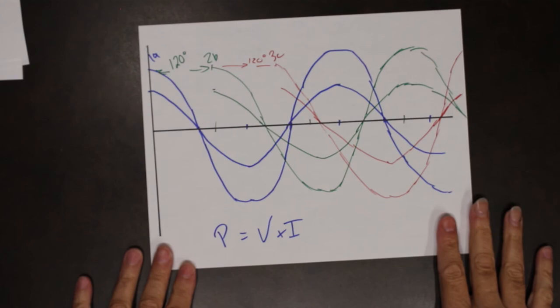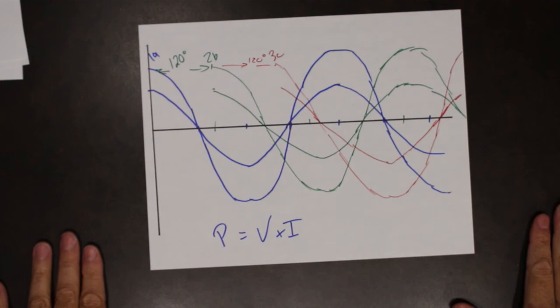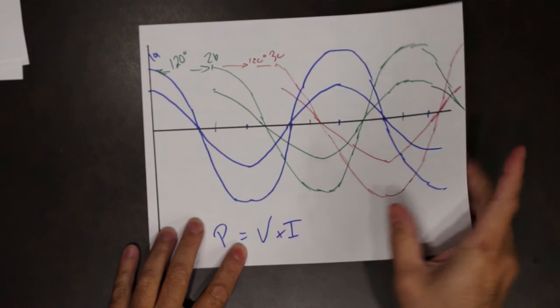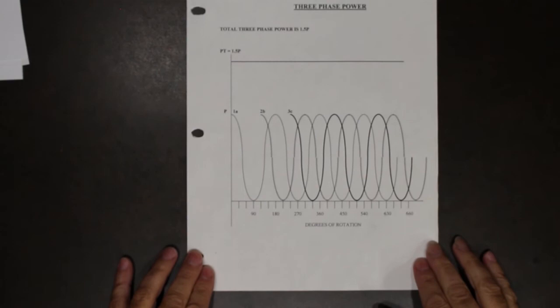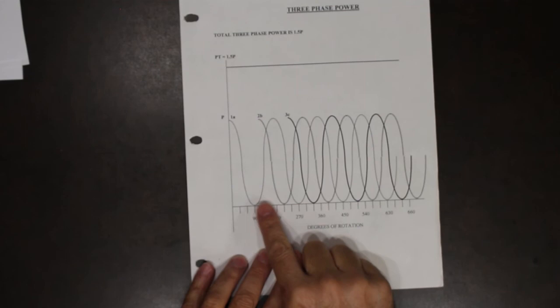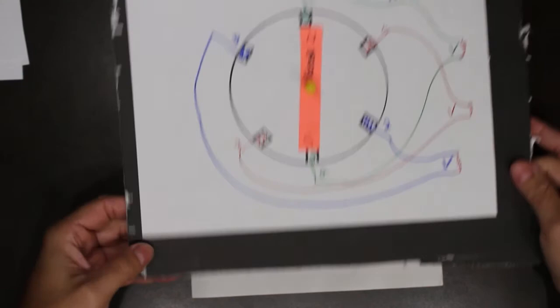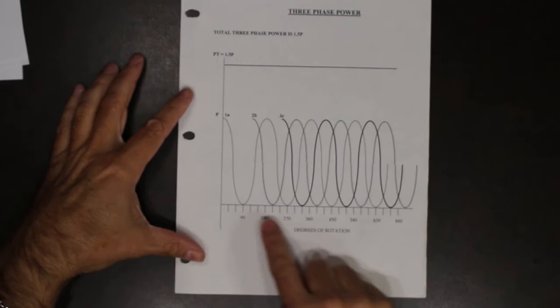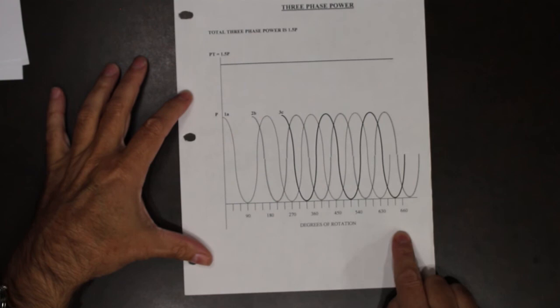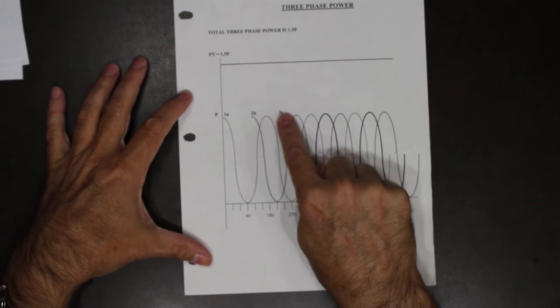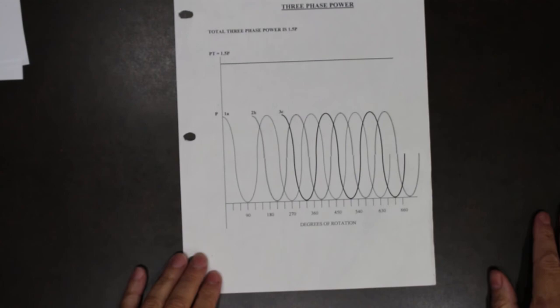So rather than me try and draw it on this mess, I have already created it for you. So posted in your notes is this. This is a representation of the 3 different power waveforms that are created inside a 3-phase generator. Again, notice there's no negatives. Okay, there's no negatives. So we got power for 1A, 2B, and 3C. And the power waveforms are out of phase.